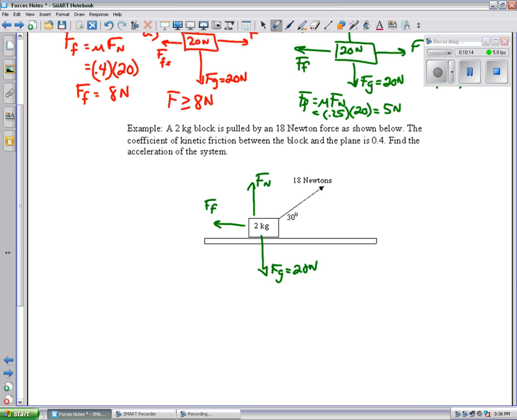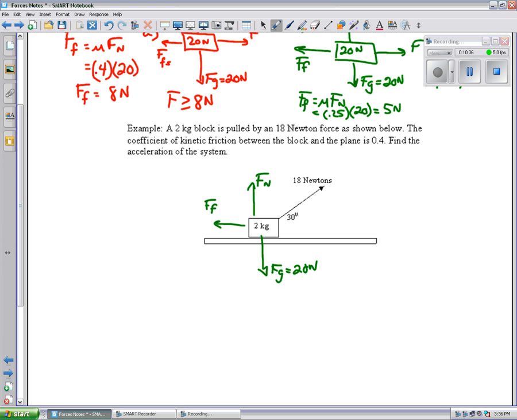Now, I got these problems wrong when I was in college doing this stuff because I always wrote Fn is the same as gravity. So I would have put 20 in for the Fn. I did that for like 2 or 3 days, and I kept getting problems wrong, and I couldn't figure out why. Fg and Fn don't have to equal each other, and here's a case where they're not going to.